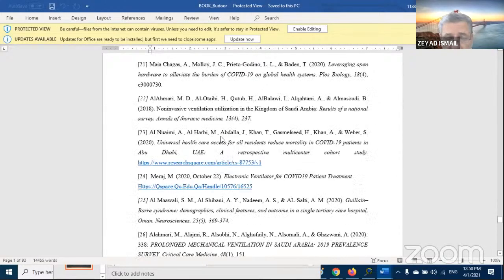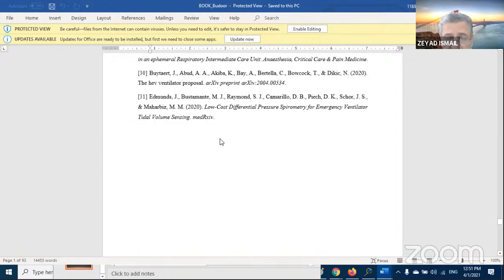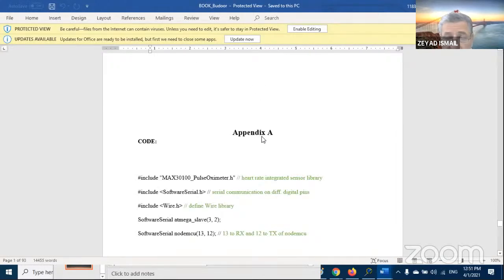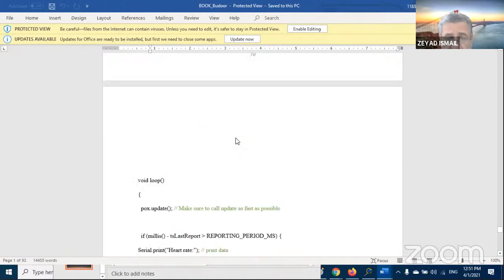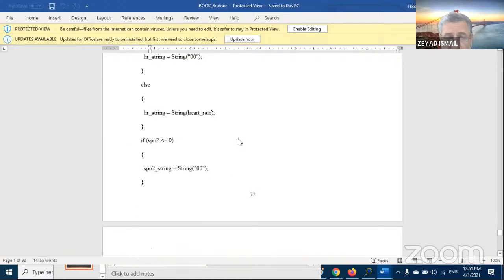As we see, many references are used. Then the appendix, which includes information that should not be within the chapters, or maybe is extra. And also it will include the code of their program, the code or the sketch of the microcontroller instructions or PLC instructions. So they have used a microcontroller, so the sketch is attached.